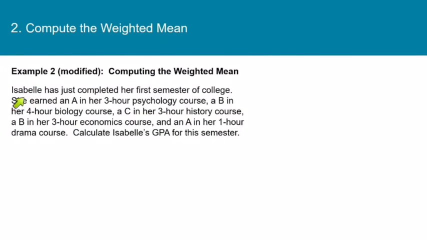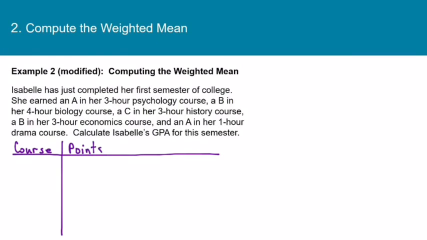This example says Isabel has just completed her first semester of college. She earned an A in her 3-hour psychology course, a B in her 4-hour biology course, a C in her 3-hour history course, a B in her 3-hour economics course, and an A in her 1-hour drama course. Calculate Isabel's GPA for this semester.